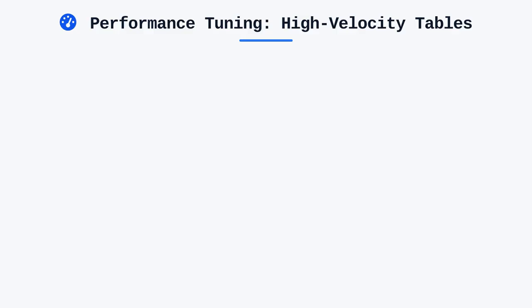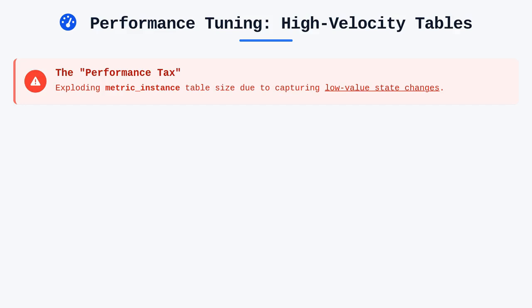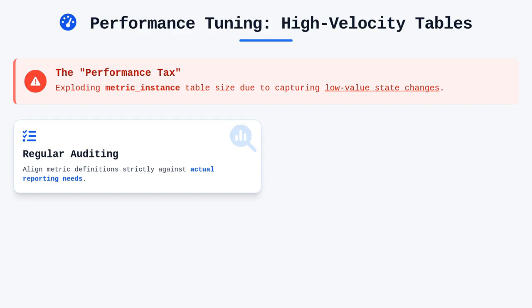Finally, performance tuning on high-velocity tables is often a matter of minimizing the compute cost per transaction. If you notice that your metric instance table size is exploding, despite having relatively low record counts, it is likely that your definitions are capturing state changes that have no analytical value. Regularly auditing your metric definitions against your actual reporting needs is a best practice for maintaining a performant ServiceNow instance.